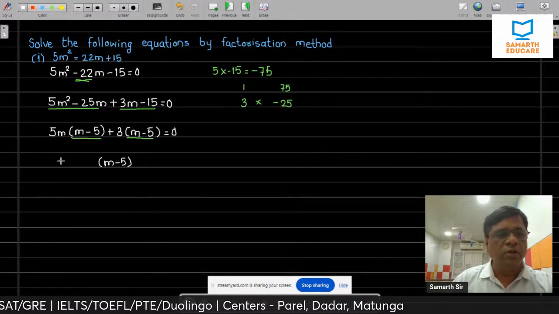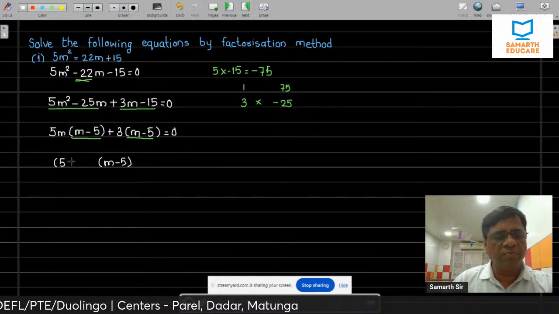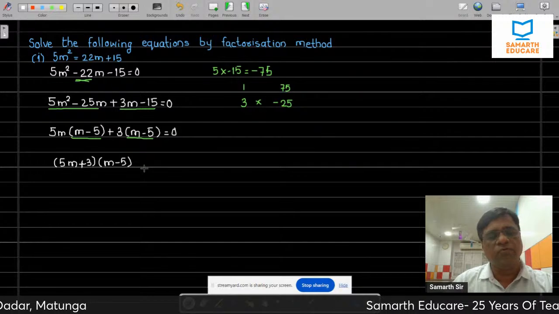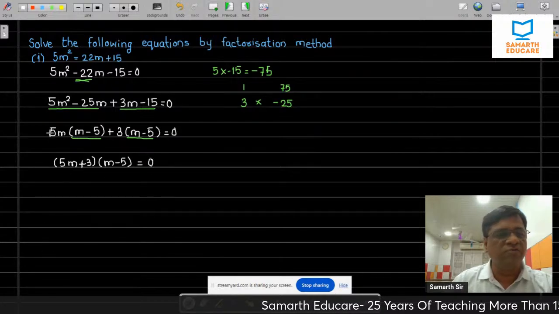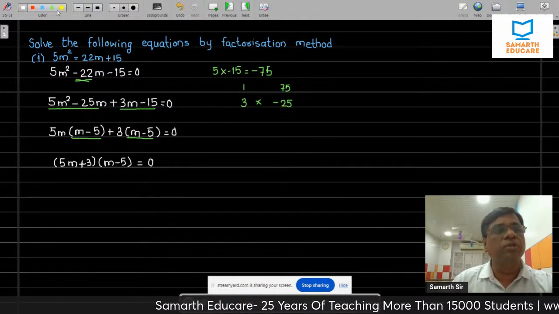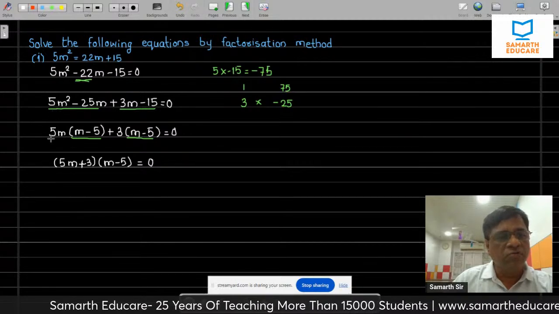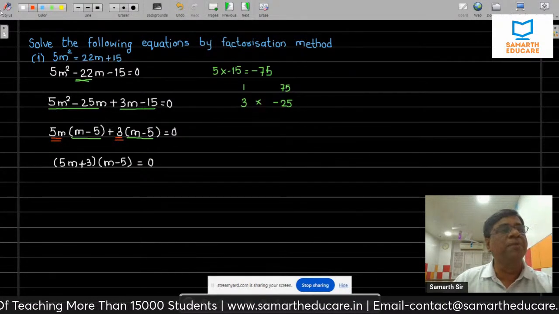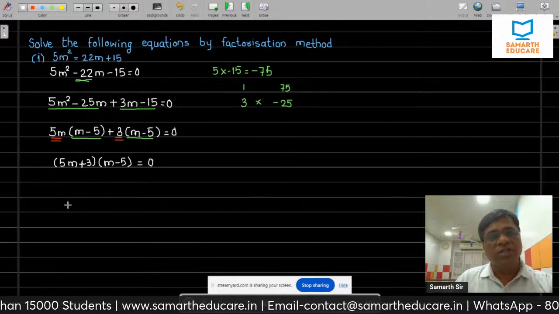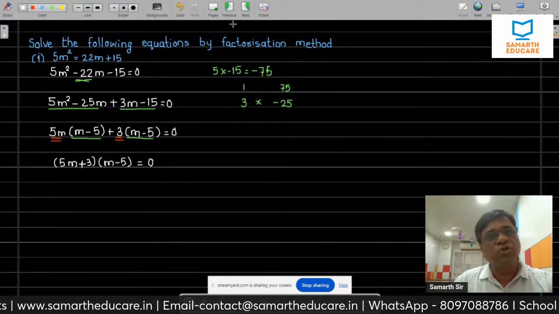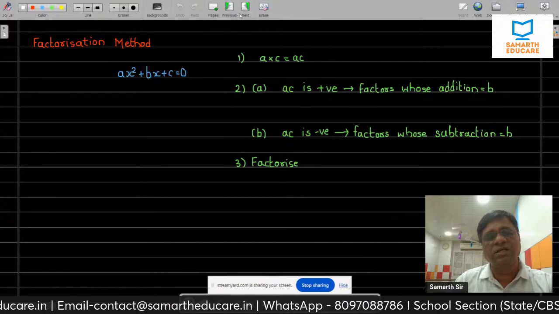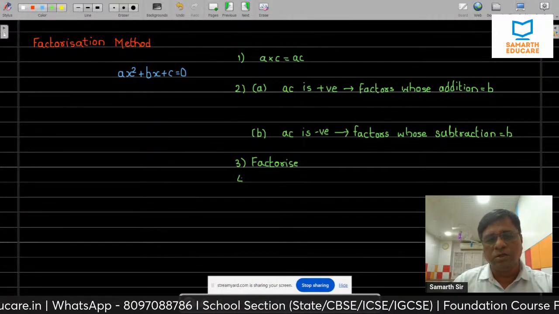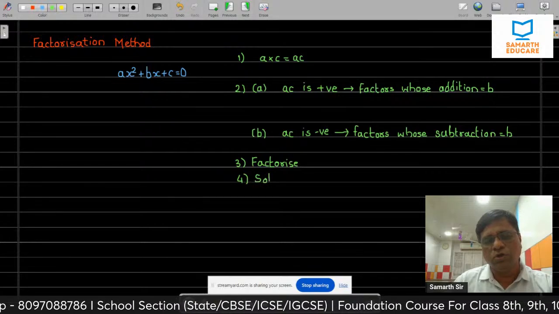This is common. What will come here? This will be 5m plus 3. I'll take m minus 5 as common. Inside the other bracket what remains is 5m plus 3: 5m from the first term and 3 from the second term. When the product of two numbers is zero, we also need to find its solution. Once you factorize it, the last step is to find the solution.